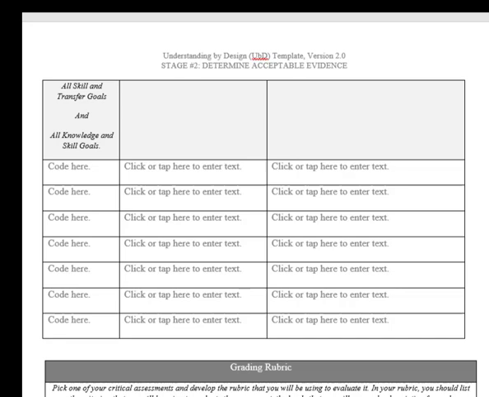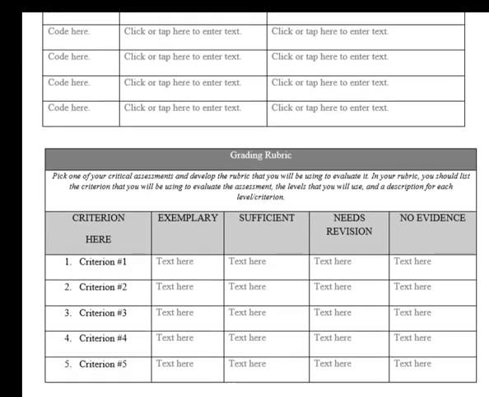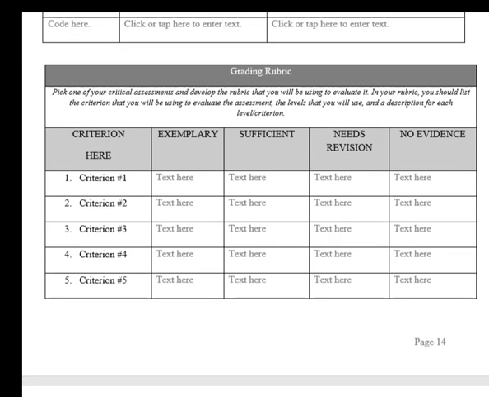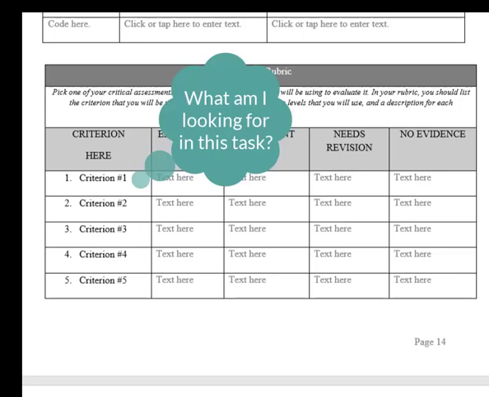Then we're going to come down here and we're going to work on our rubric. Okay, so now in our rubric, we want to look at the various criteria within that project that we are assessing. For example, that performance task may require a high degree of creativity. So criteria number 1 may be creativity.